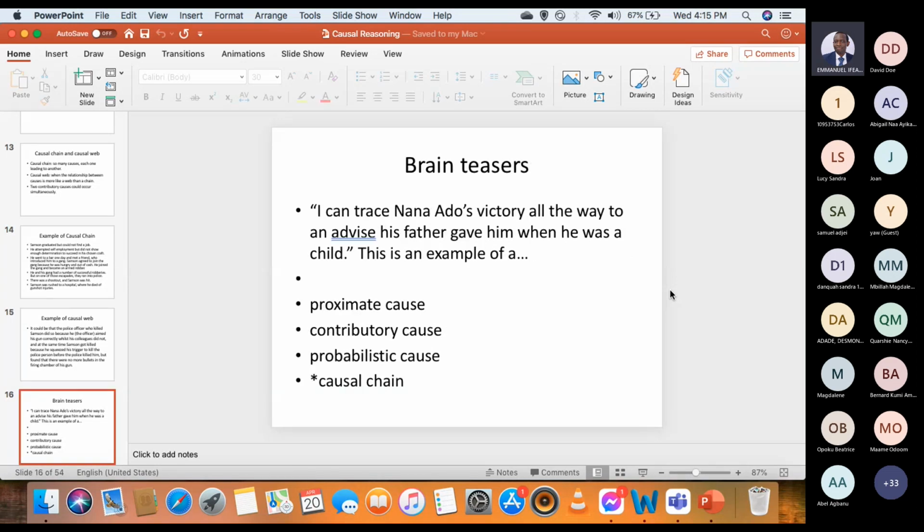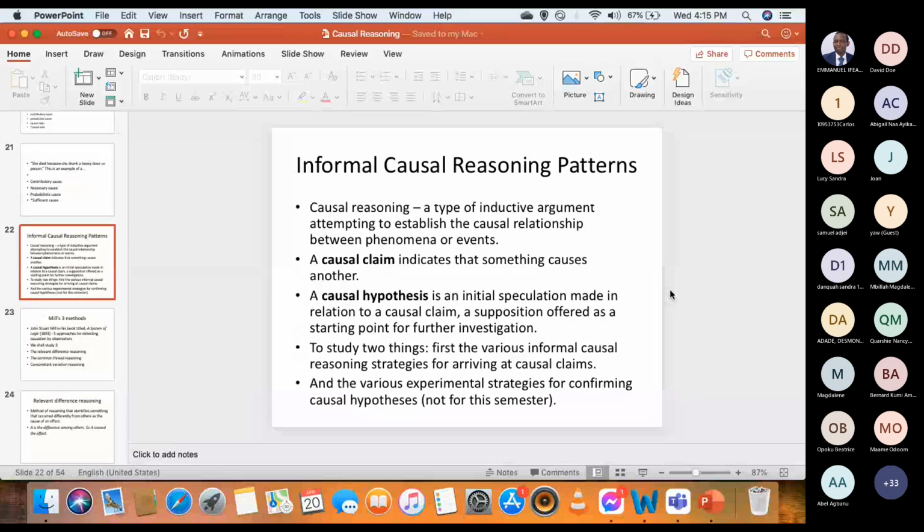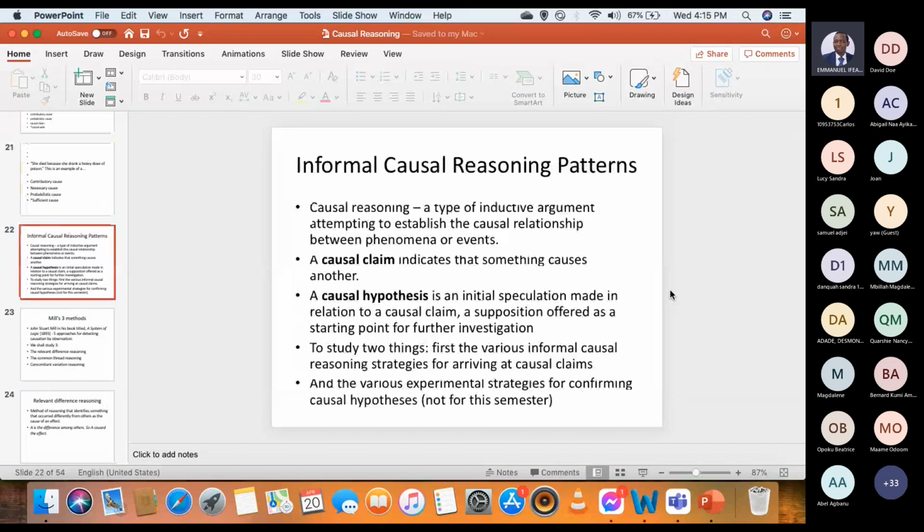Okay, so let's go ahead and complete. So we're done with that exercise. Now we've seen the different senses of the word cause. We now have to look at the different types of causal reasoning. We have what we call the informal causal reasoning patterns.